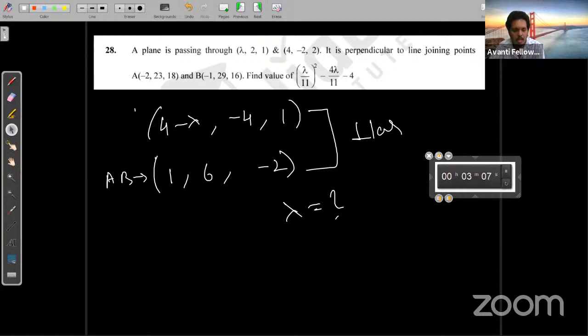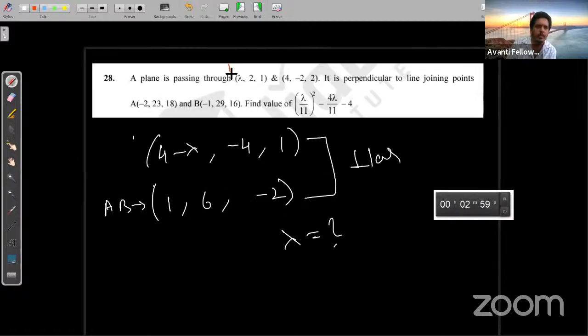Which question, Sankalp, do you need? This one. See, the plane is passing through 2 points here, okay? Look at here, Sankalp. I am forming a vector by using these 2 points. This is a vector.